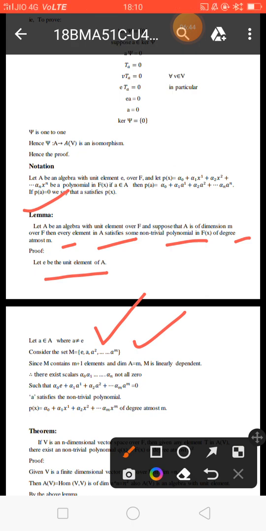Since M contains m + 1 elements, and the dimension of A equals m, M is linearly dependent. Therefore, there exist scalars α0, α1, ..., αm, not all 0, so that α0e + α1a + α2a² + ... + αmaᵐ = 0.